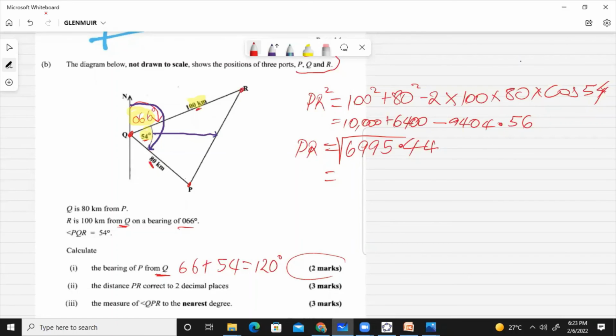44. Square root 83.64. All right, there's a 638.64. Let us see if there was any special instruction. Where are we? Oh, yes, it's 2DP they asked for right here.